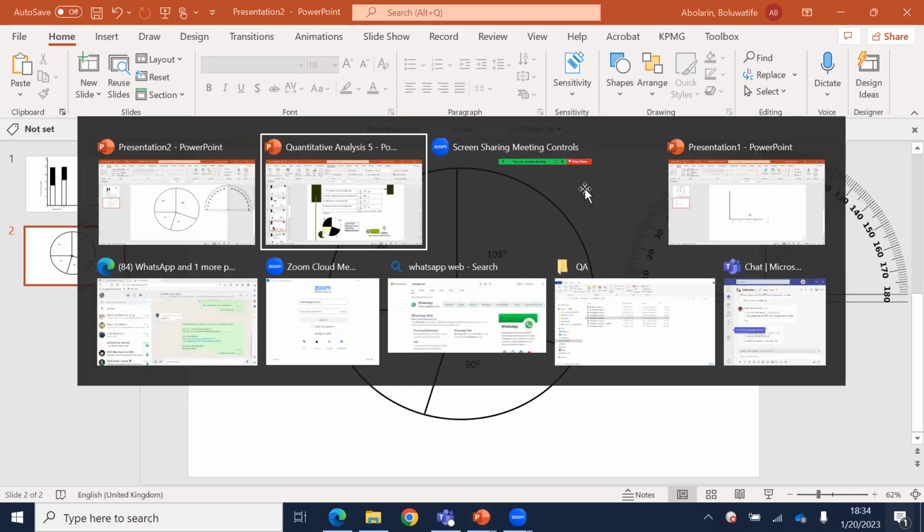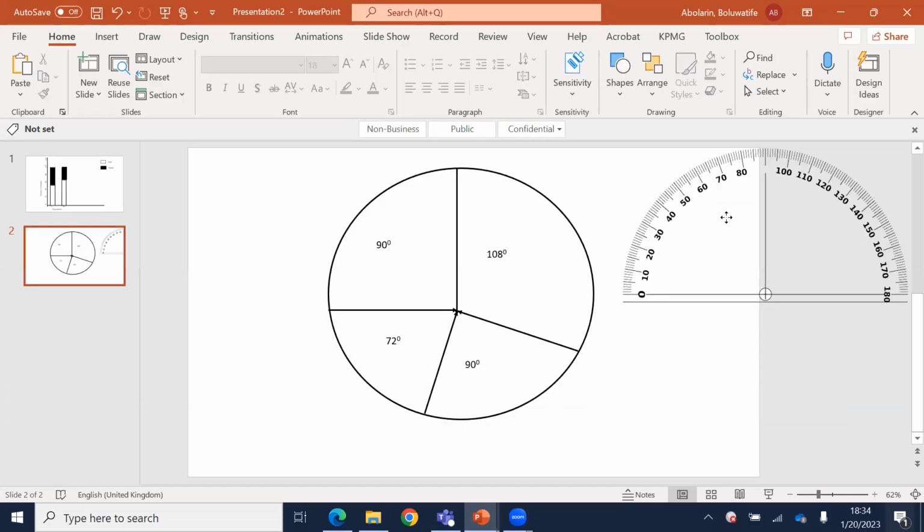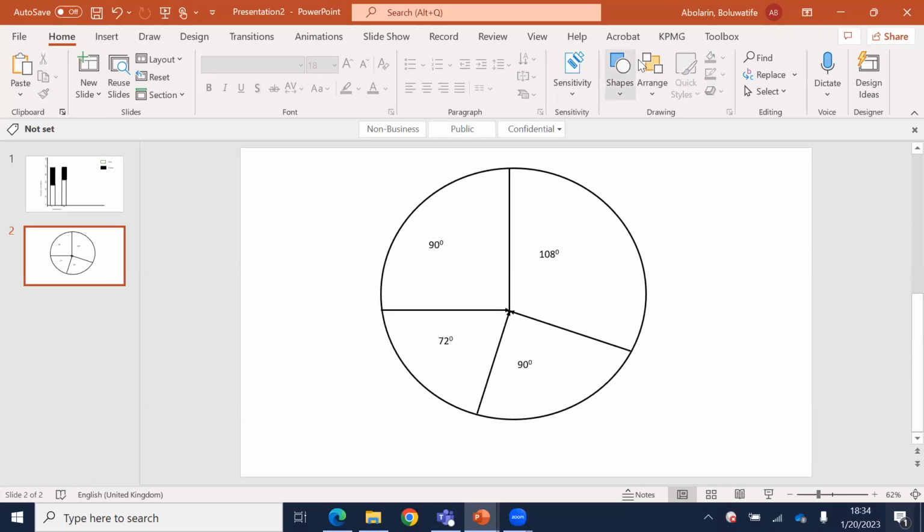So now let me take you to the solution. You can see the solution. And one thing again, you are going to color it differently so that they will not mix one against the other. So this is what you will do. Let's make it in our own style. Let me delete this compass. Let's make it in our own style, right?